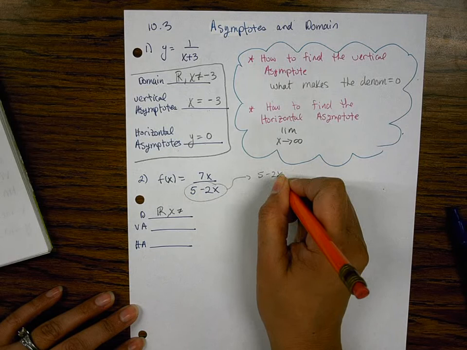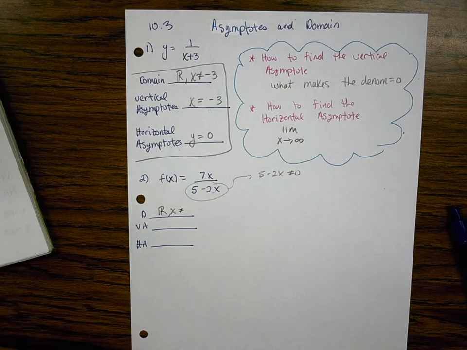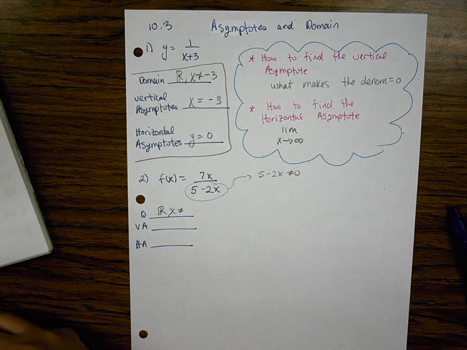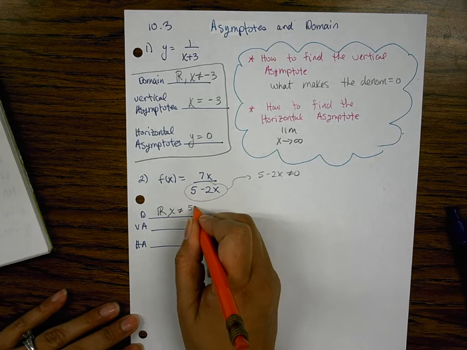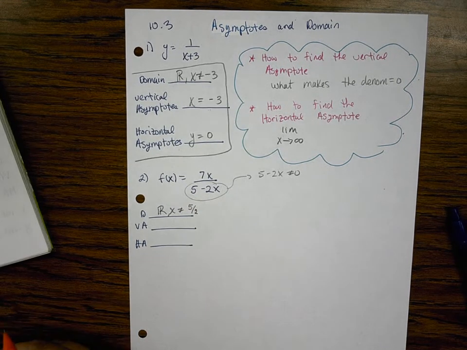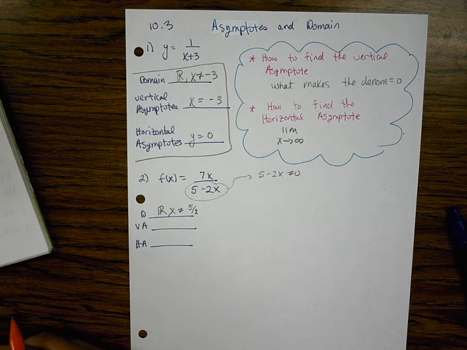5 minus 2x cannot equal 0. Subtract your 5, divide by the -2. That would give you positive 5/2. We will be graphing these eventually. Today we're just finding them. We will be graphing by tomorrow.